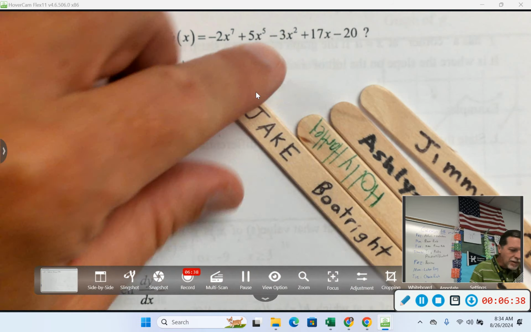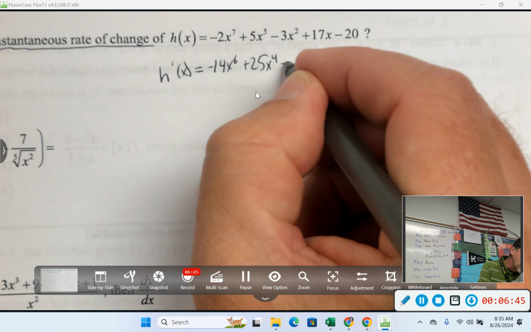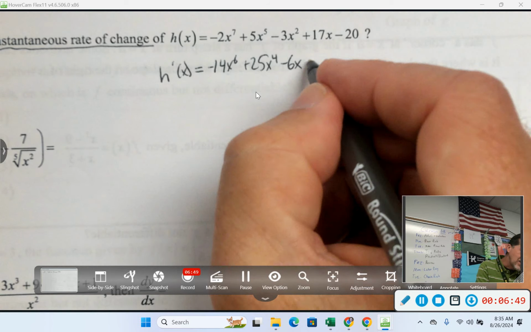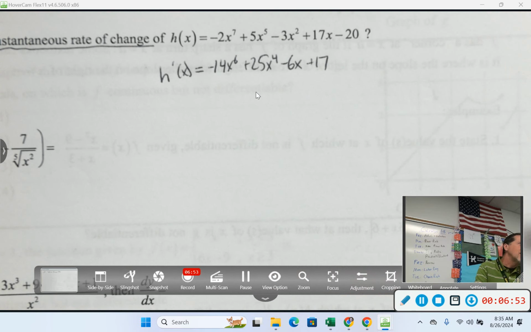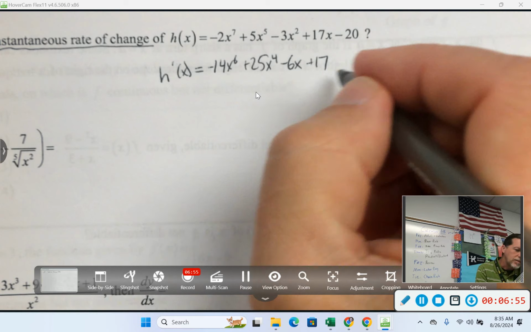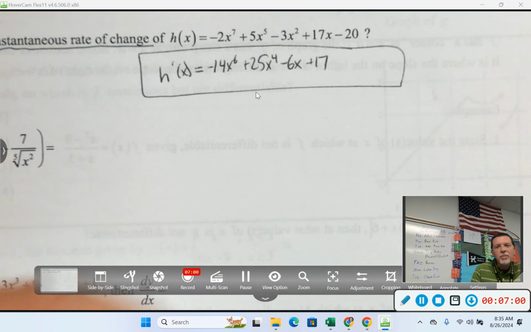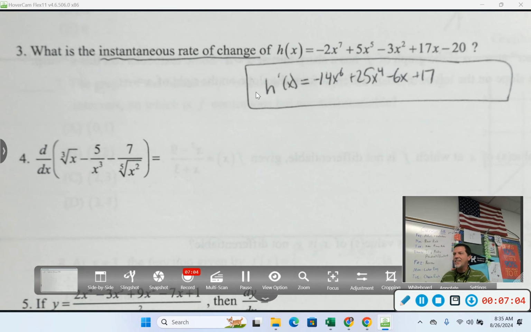Trying to make them line up, but I can't write that small. Holly, how about the derivative of negative 3x squared? Negative 6x. Ashlyn, derivative of 17x? 17. And Jimmy, the derivative of negative 20? 0. You can put the plus 0 or you don't need to, whichever. Okay, that's the easy part.